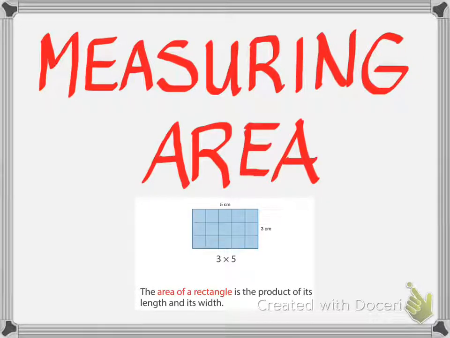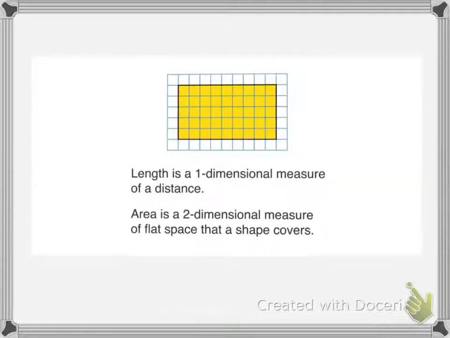Today's lesson is on measuring area. Length is a one-dimensional measure of distance. For instance, when we're doing perimeter, we measure the outside dimensions of an object. Area is a two-dimensional measure of a flat space that covers the shape. So we would be measuring all that you see in the yellow, the entire covered space.